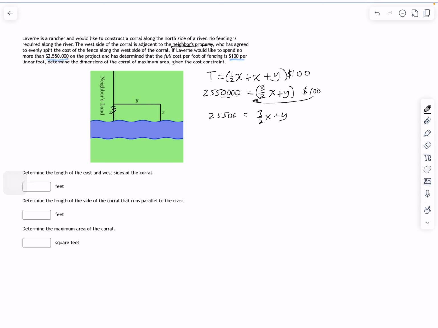And then our goal is to maximize the area of the corral. And the area looks like it's a rectangle, right? So area of a rectangle, area is equal to length times width. And so our area equation here is just x times y.